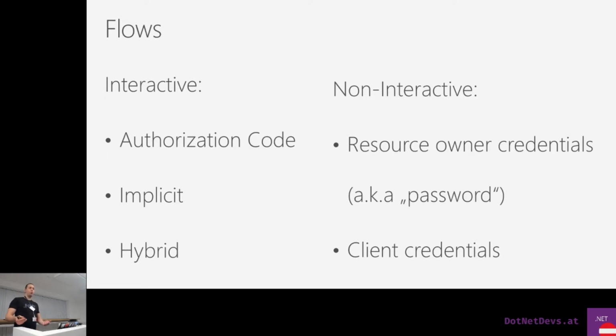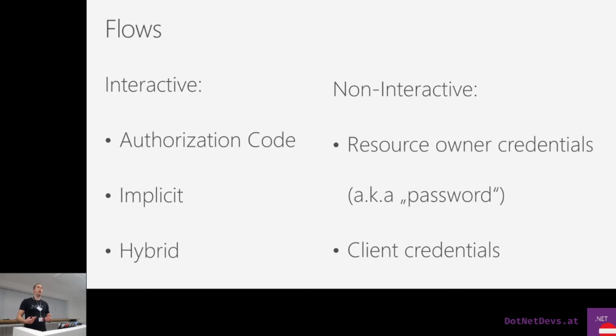So what can I actually do? I send the user somewhere, he comes back with some information, but the idea is there are a few flows that you need to choose, and this is actually the hardest part about OpenID Connect, because you need to choose the right flow for the use case that you have in your application, right? And there are interactive flows and there are non-interactive flows. Non-interactive flows are a bit special, so we'll deal with them later.